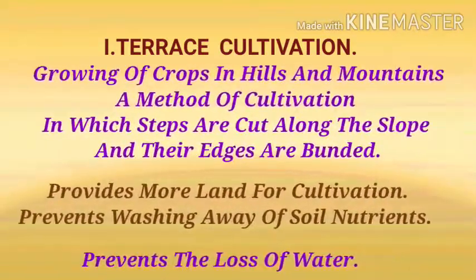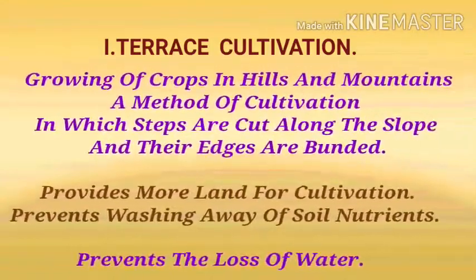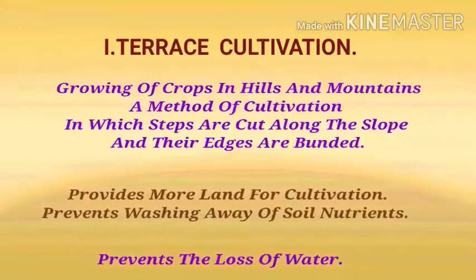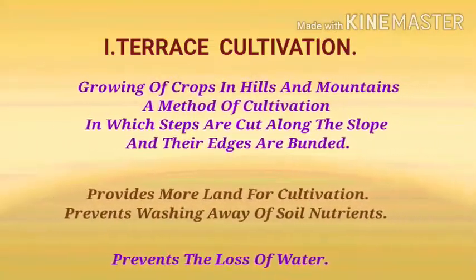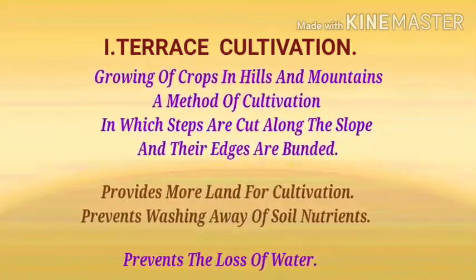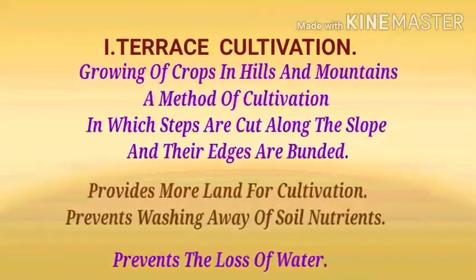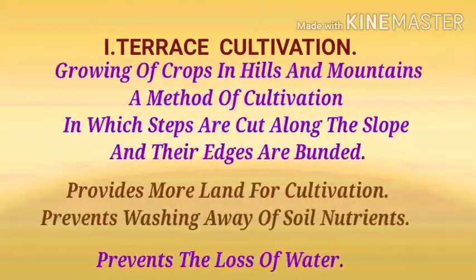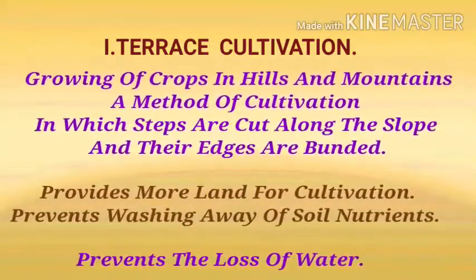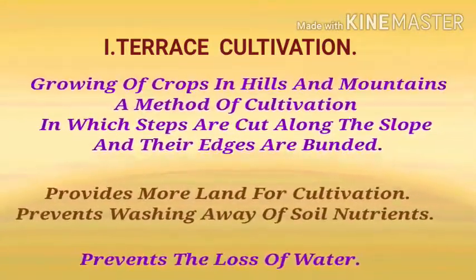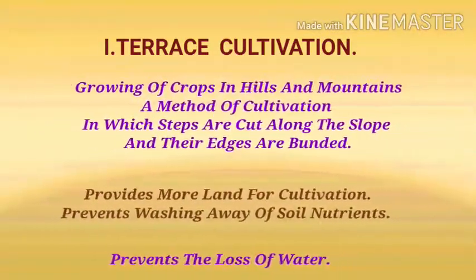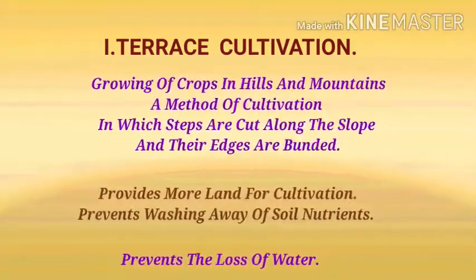These include terrace cultivation, which is a method of growing crops on sides of hills or mountains by planting on graduated terraces built into the slope. Steps are cut along the slope and their edges are bunded. Though labor intensive, the method has been employed effectively to maximize arable land area in variable terrains and to reduce soil erosion and water loss. It also helps in preventing the washing away of the soil nutrients along the slope.